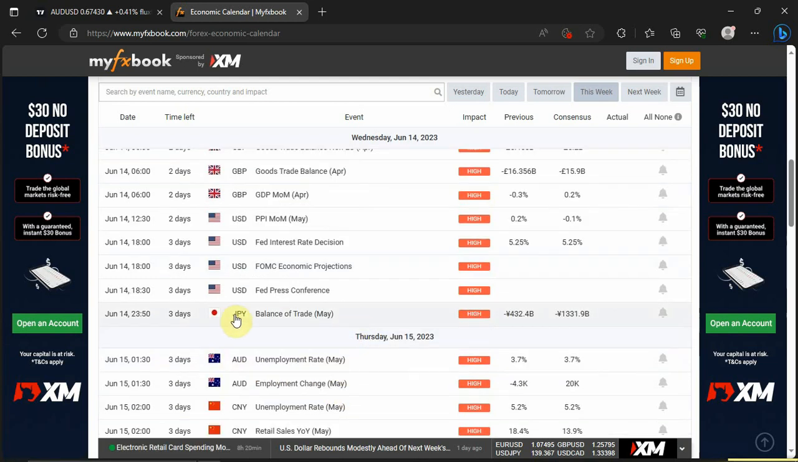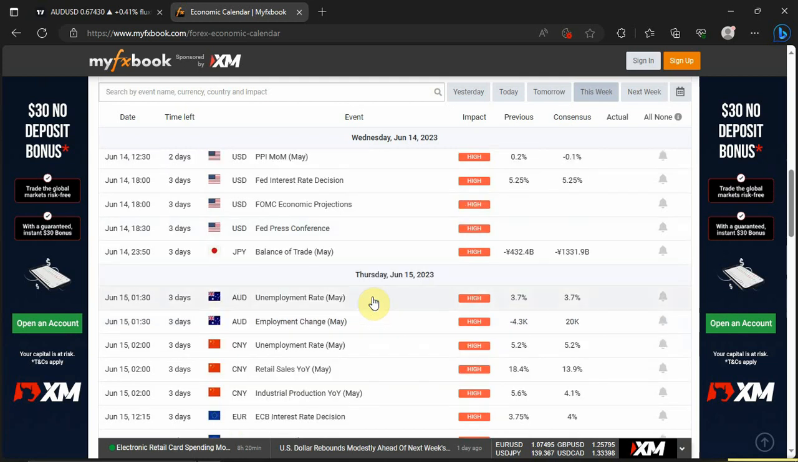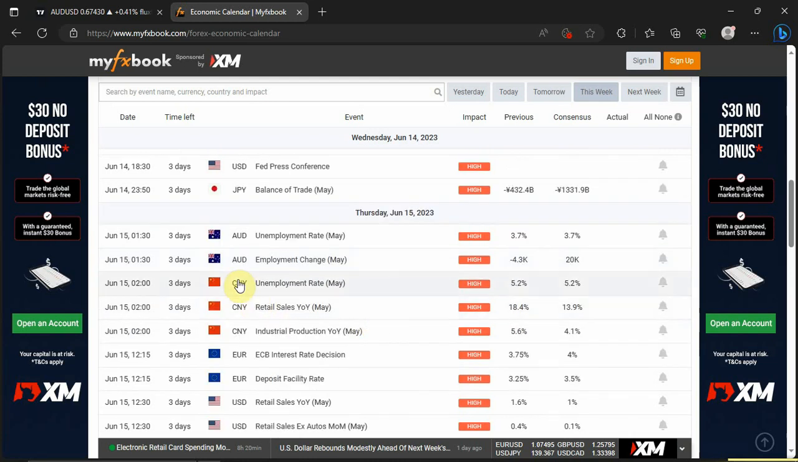And also we have the JPY balance of trade also on Wednesday. So let's brace ourselves for that. On Thursday, we have Australian unemployment rate and employment change. This one, I don't really consider this. Yes, so let's skip it.